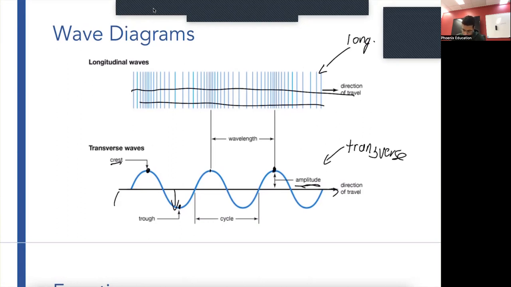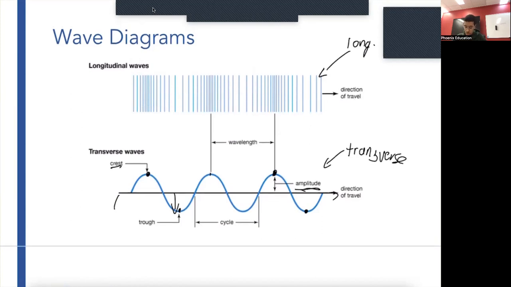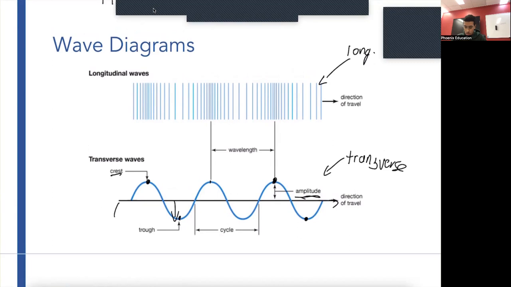So the maximum point being here, and maximum point being there. So the magnitude of a maximum, where does it go to the lowest point and where does it go to the highest point? And if we correspond that to the longitudinal wave, if we line them up, the wavelength for a longitudinal wave would be the distance between each compression, so from here to there.